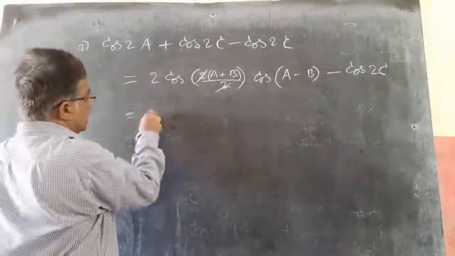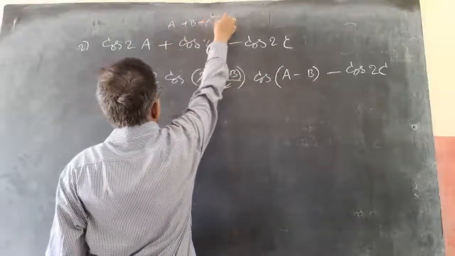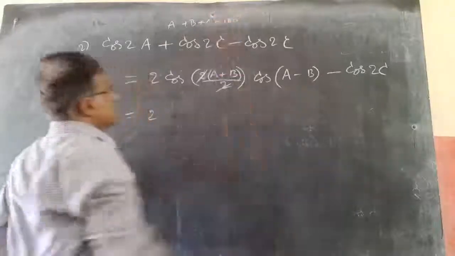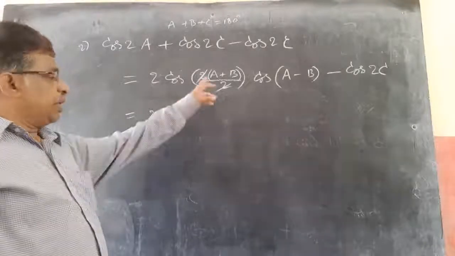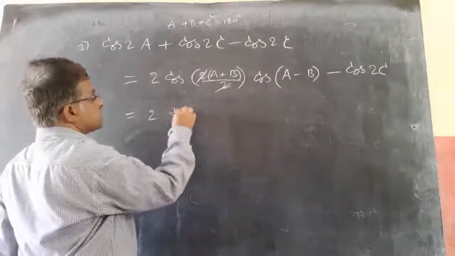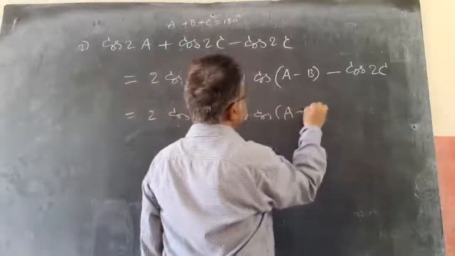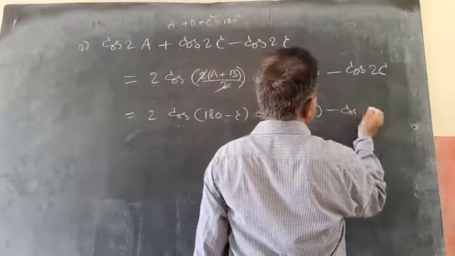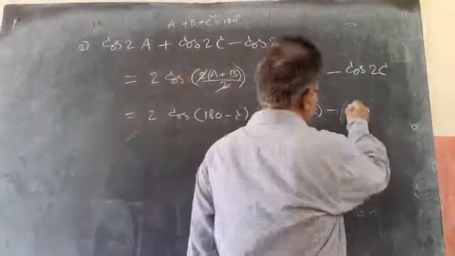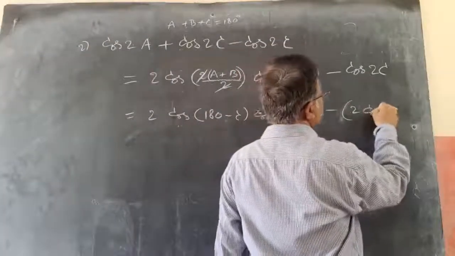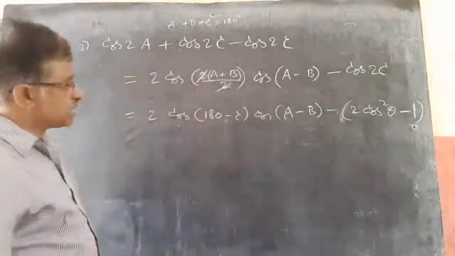Here, A plus B plus C equals 180 was given in the beginning itself, in both the sums, first part. Now, in place of A plus B, I can write 180 minus C as usual. So cos (180 minus C) into cos (A minus B) minus cos 2C. Here cos (180 minus theta) is minus cos theta. So I can write cos 2 theta in terms of cos theta, that is 2 cos square theta minus 1.